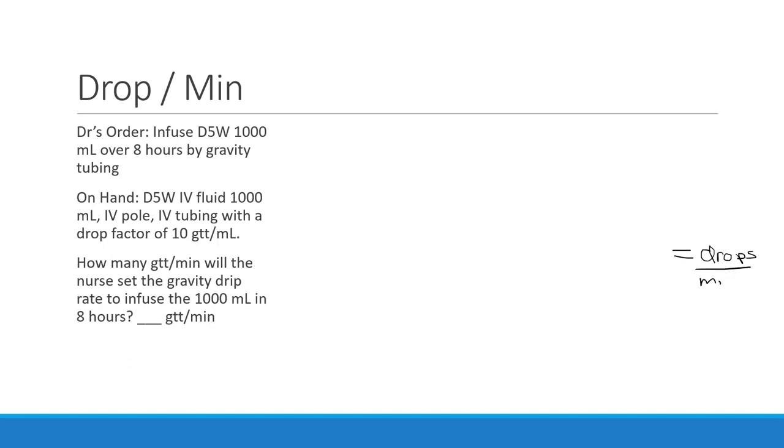So what we are looking for is our drops per minute. Going back to this problem, what can I use that has drops already in it? Yes, I'm going to use my drop factor. And remember, it'll always give you the drop factor unless it is a micro drop. So I'm going to put 10 drops over ml. That's my drops there. Can I leave my problem this way? No, I sure cannot.